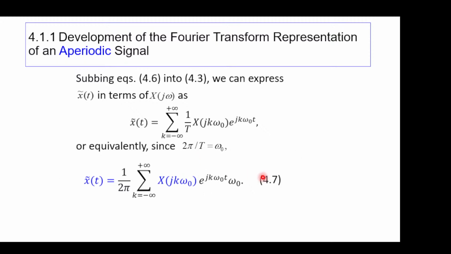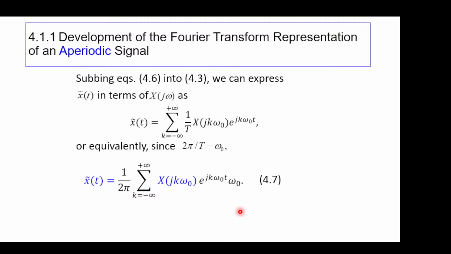And wait, isn't this... Oh, okay. So x tilde, you plug in the equation, you look at this. And now we can do some swapping here. We don't want to see this big T. So we have this 1 over T become this omega naught divided by 2 pi. Okay? So nothing really happened here.